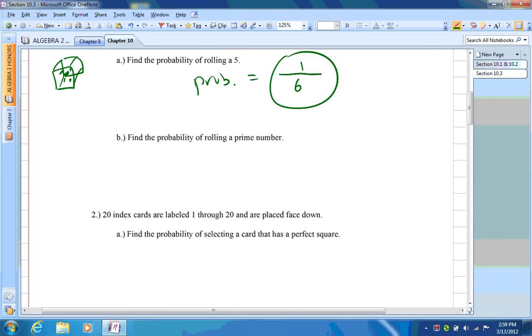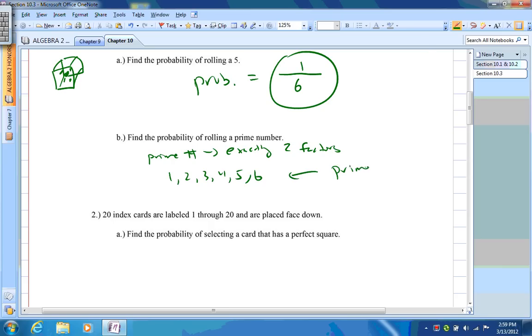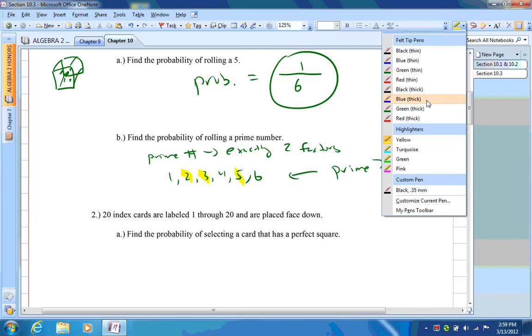Let's say you want to find the probability of rolling a prime number. Now, if you think about it, a prime number has to have exactly 2 factors, in case you forgot. So for our numbers 1, 2, 3, 4, 5, and 6, which ones are prime? So take a second to think about it. If you said that 2 is prime, 3 is prime, 5 is prime, congratulations. You got it right.